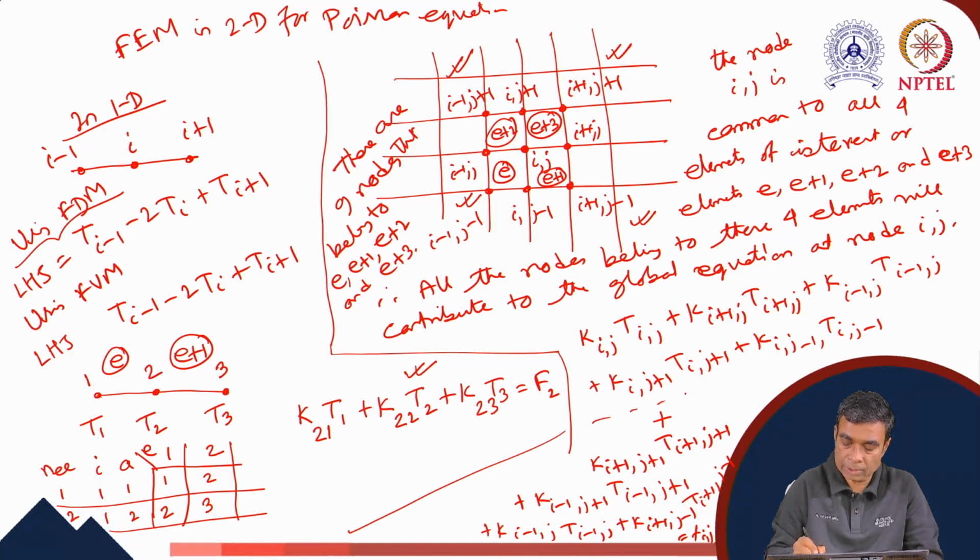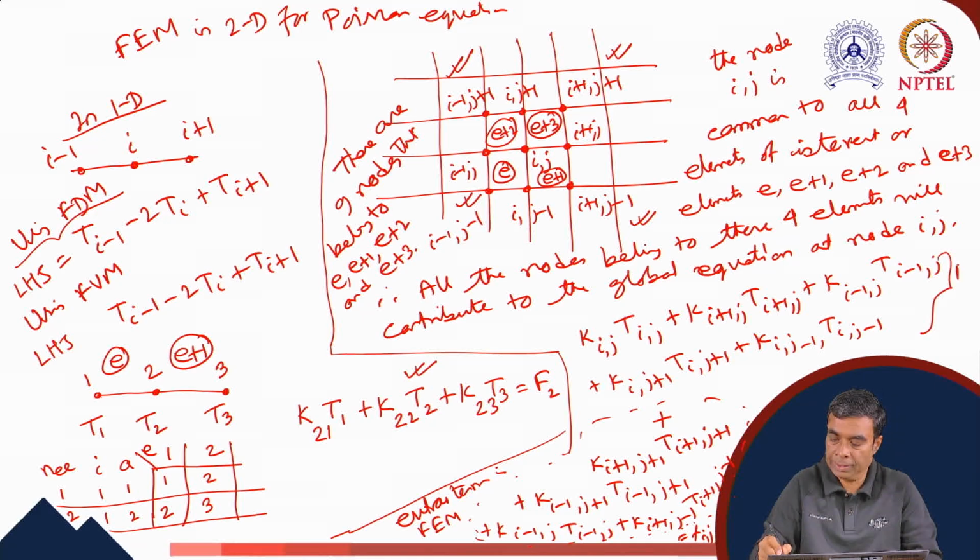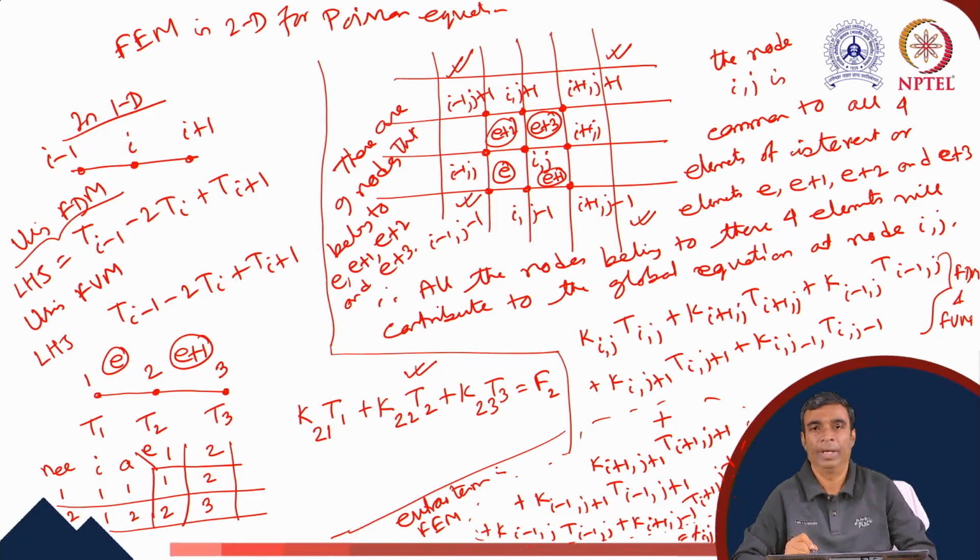So these 4 terms are the extra terms in FEM. The other terms are present in FDM and FVM. It means that in FEM, for the same problem, we get a matrix of 9 diagonals. So we are getting 4 extra diagonals. They are coming from the 4 corners that are not considered in the finite difference or finite volume method.